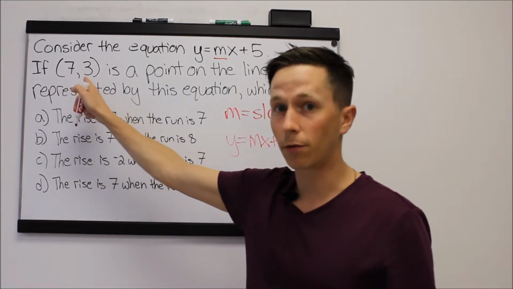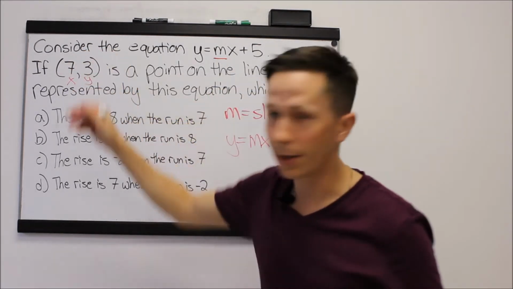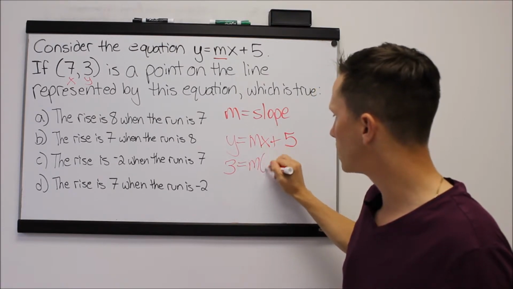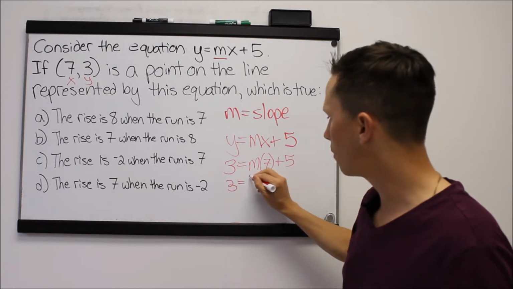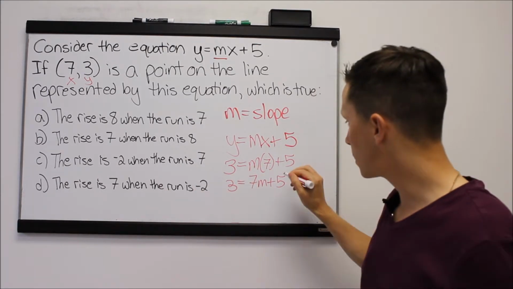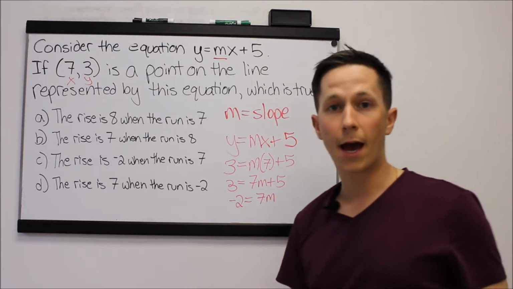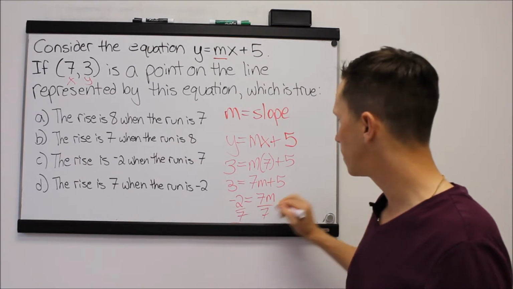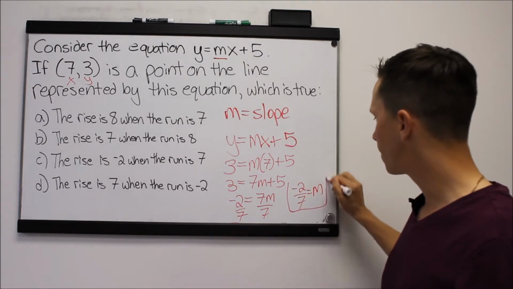Here we're told (7, 3) is on this line, so I can just input 7 for x and 3 for y, because they're saying that point must be on here. So I'm putting 3 in for y, m we still don't know, 7 in for x, plus 5. If we simplify this, we've got 3 equals 7m plus 5. I'm going to subtract 5 from both sides, so we end up with negative 2 equals 7m. And then to find m, because we want to find that slope, I'm just going to divide by 7 on both sides. So I get negative 2 over 7 is the slope.